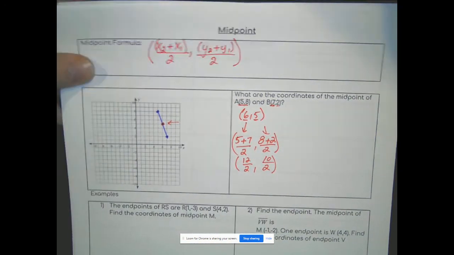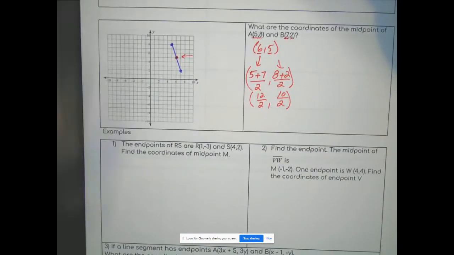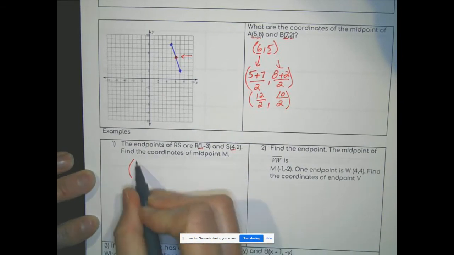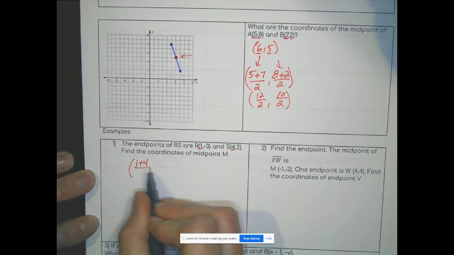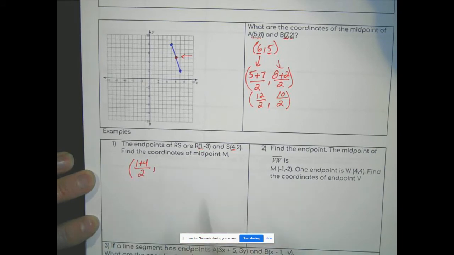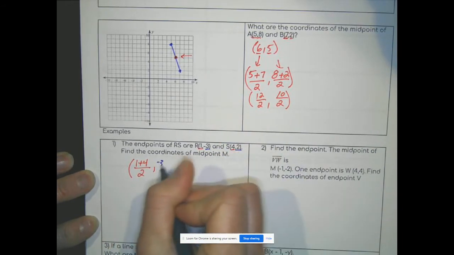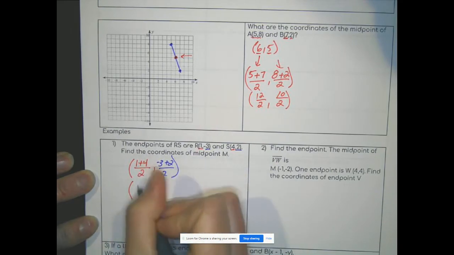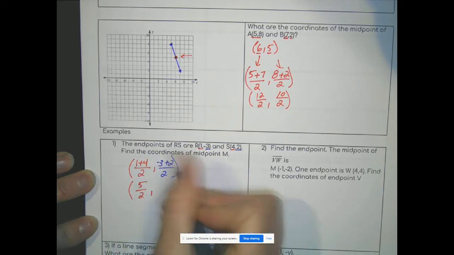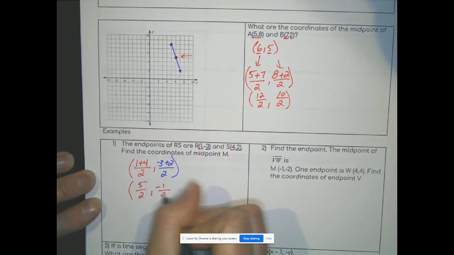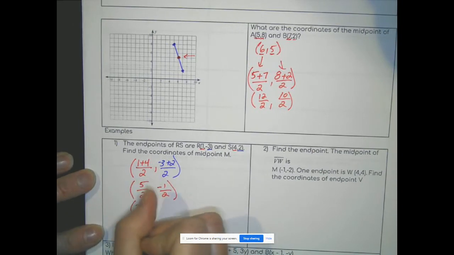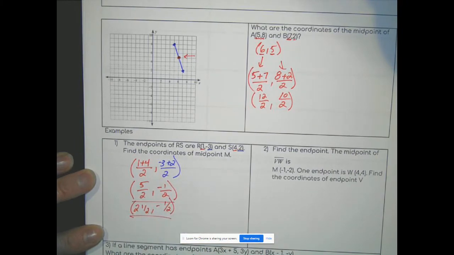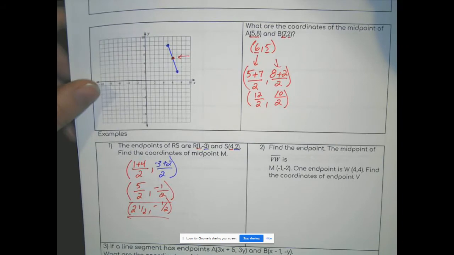So my first example, the endpoints of RS are R and S. So what am I going to do to find the midpoint? I'm going to add my x's, 1 plus 4 divided by 2. And then I'm going to add my y's, negative 3 plus 2 divided by 2. Okay, 1 plus 4 is 5, so this would be 5 halves. Negative 3 plus 2 is negative 1 half. And that's an acceptable answer. You could also write 2 and 1 half and negative 1 half, or the decimals, and any of these would be great answers. And then you're done.